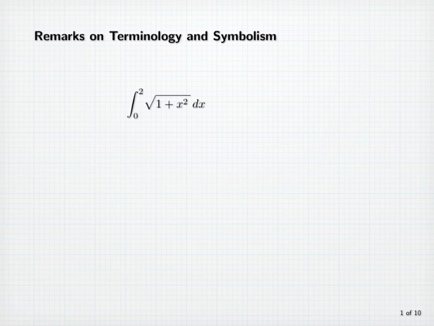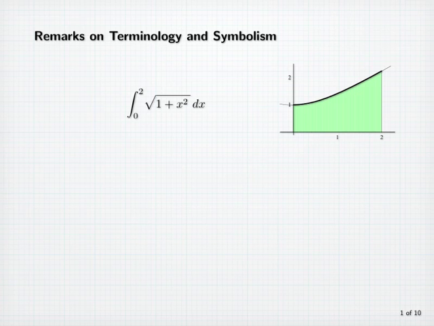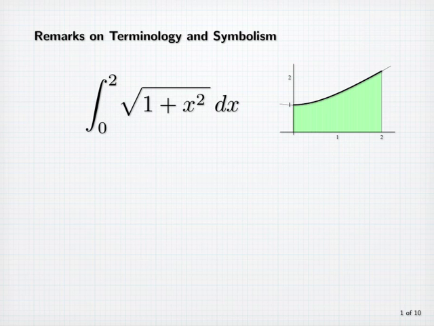Consider, for instance, the integral from 0 to 2 of the square root of 1 plus x squared dx. This integral is a number that tells us the area under the graph of y equals the square root of 1 plus x squared between x equals 0 and x equals 2. Let's have a look at the various parts of this symbol that represents the integral.